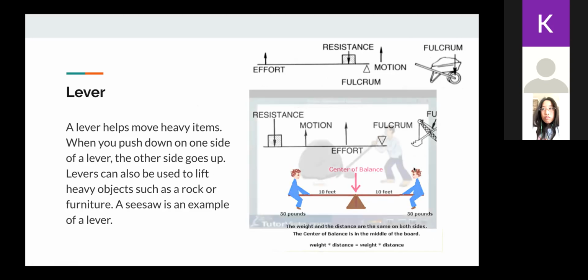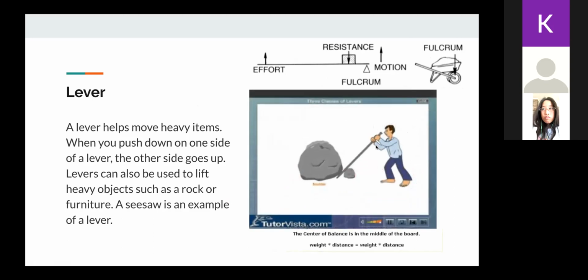So here is a GIF that I found. This is another example of the pivot point. This is where the lever turns, and by moving it a larger distance, we're able to move or carry something that we would normally be unable to carry, like this large boulder.